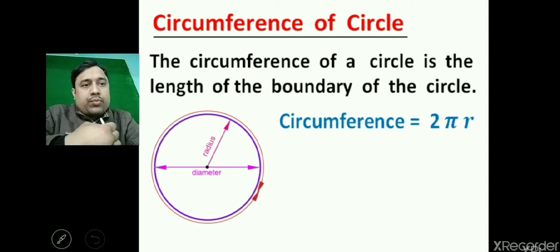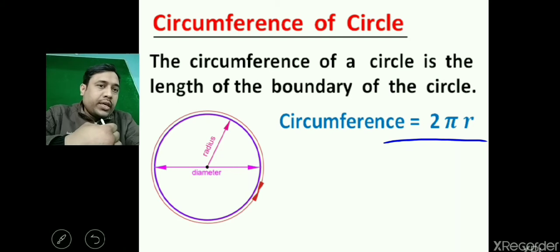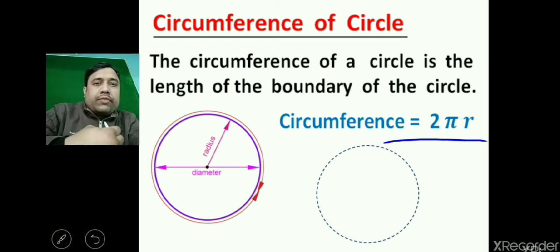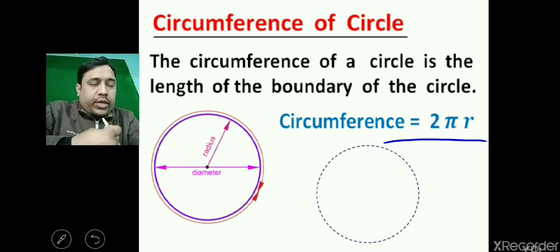By formula, circumference is 2 into pi into r, where the value of pi is 22 by 7 in rational number. Actually it is an irrational number, but its approximate value is 3.14 in decimal, and in rational form it is approximately equal to 22 by 7. So we take the value 22 by 7 for it.